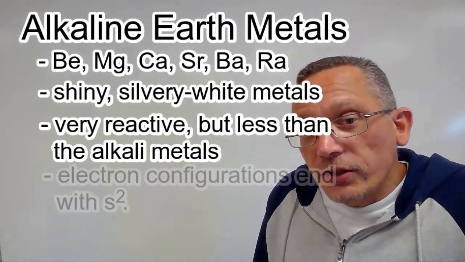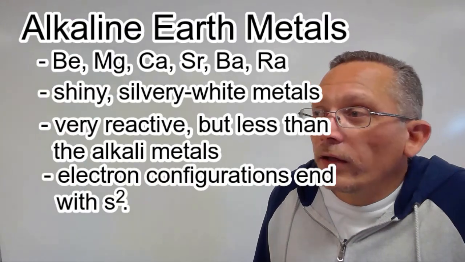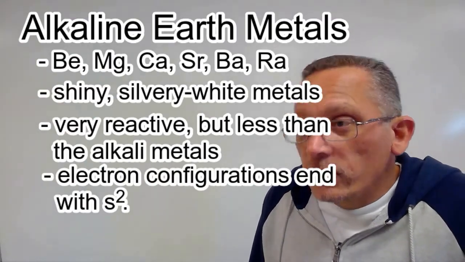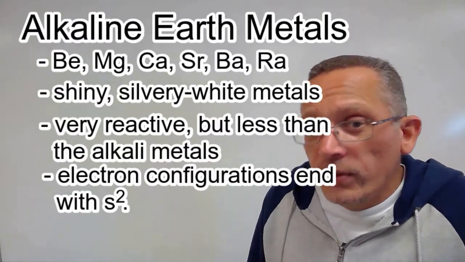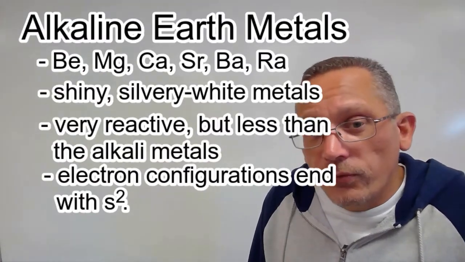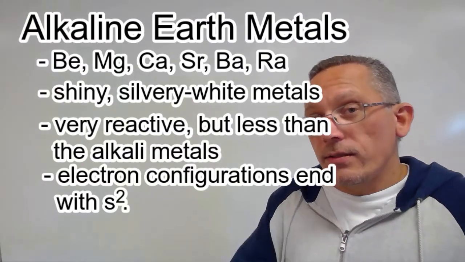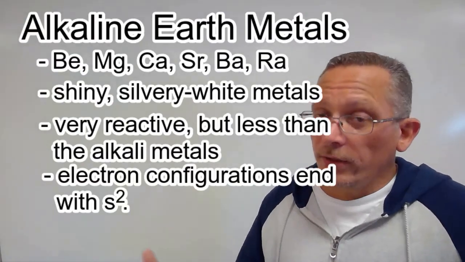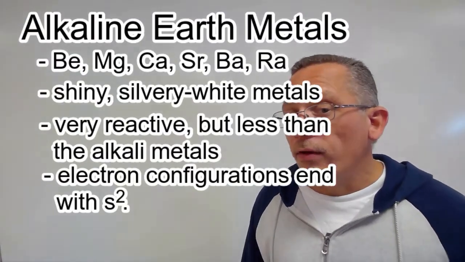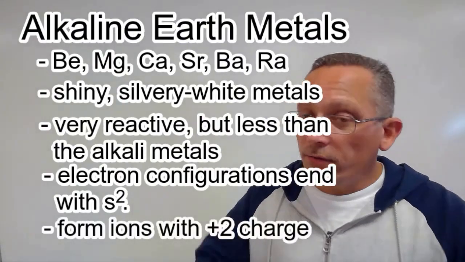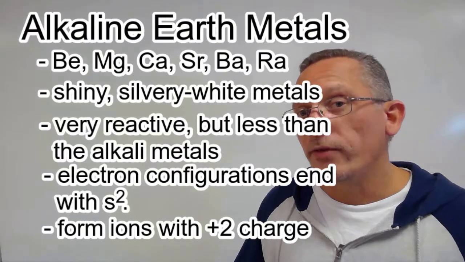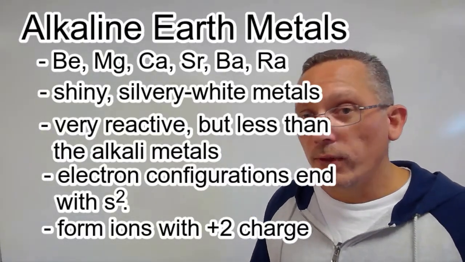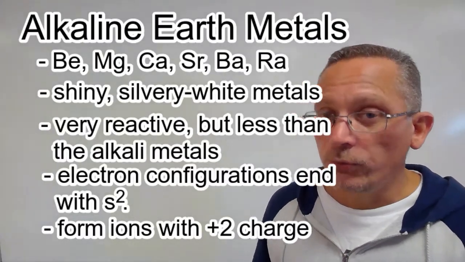They all have similar electron configurations. They all end with an S2. So beryllium is 2S2, magnesium is 3S2, calcium is 4S2, and so forth, right? And because they all have those similar electron configurations, they'll form ions in similar ways. All of these will tend to lose 2 electrons when they form an ion, and so they will end up being ions with a positive 2 charge.